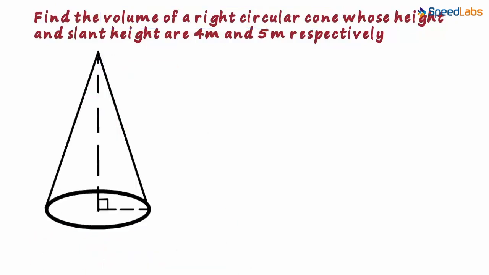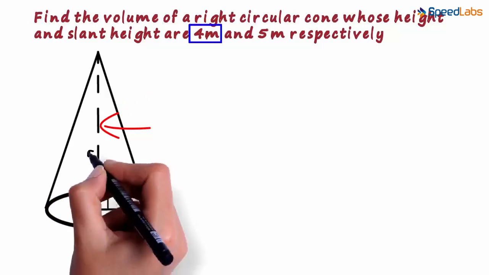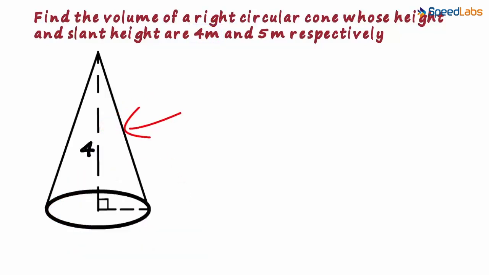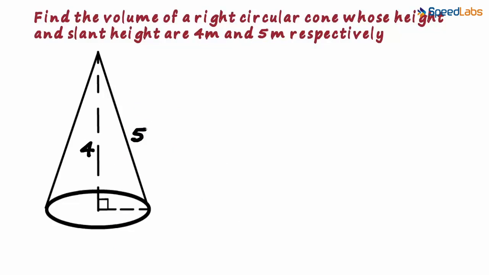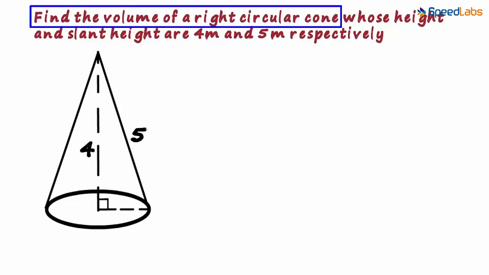We have been asked to find the volume of a right circular cone. This is a right circular cone with the height and the radius of the base shown with dotted lines. It has a curved surface and a circular base. Its height is given as 4 meters, so we can write a 4 here. Its slant height is given as 5 meters. This length will be 5 meters. We need to find the volume of this cone.